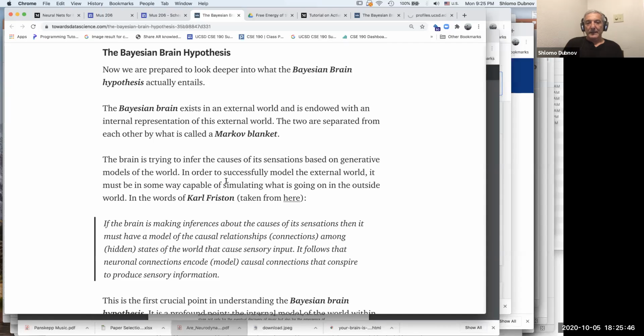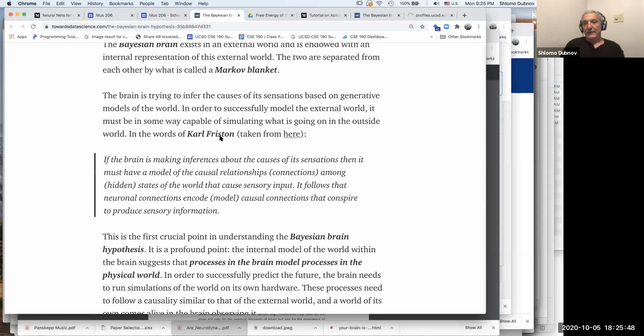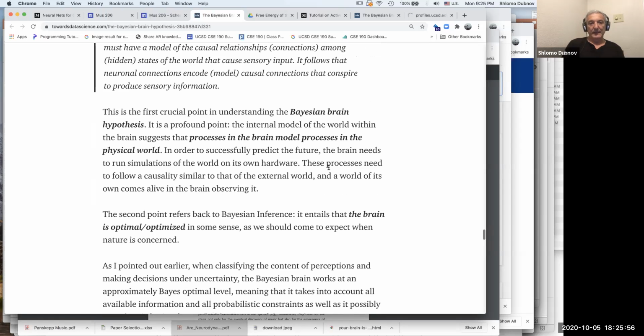It's a basic idea that Carl Friston uses a lot, who applied the free energy principle to the brain. Basically, the critical point of the Bayesian brain, I'll just read this paragraph, is that the internal model of the world within the brain suggests that processes in the brain model processes in the physical world.